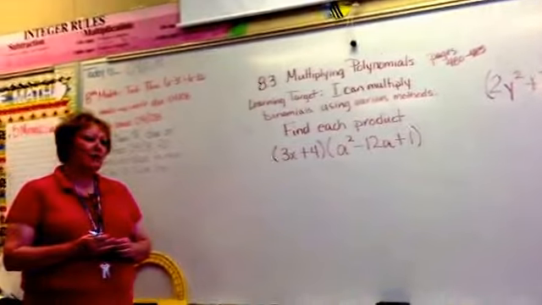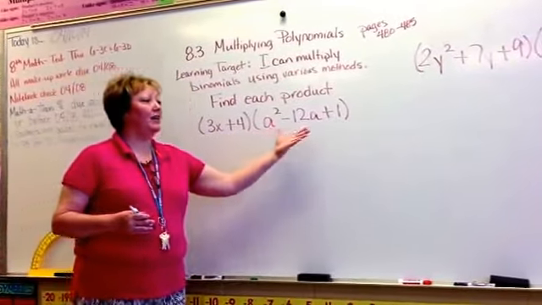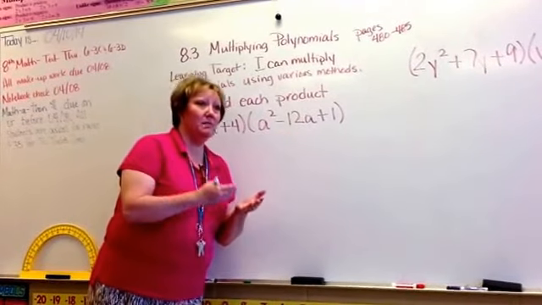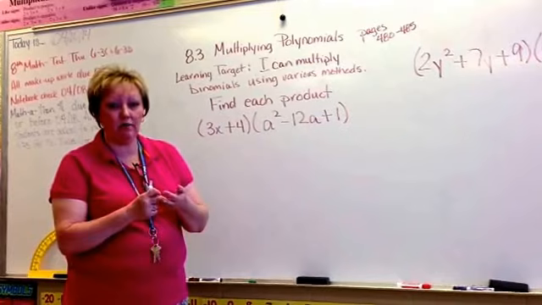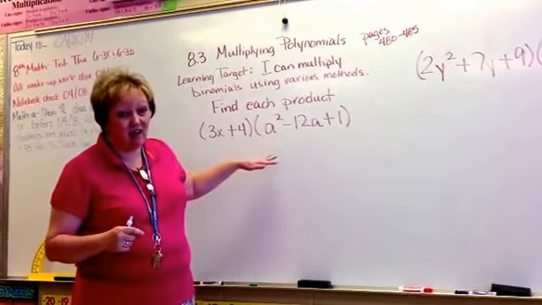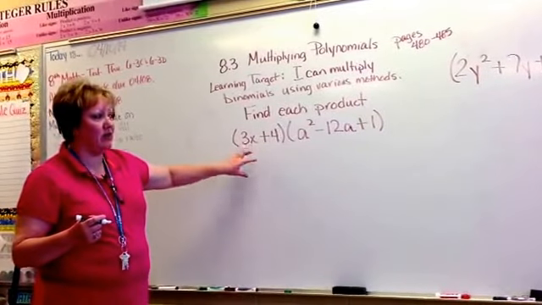Alright students, this time we are going to be multiplying a binomial by a trinomial. Now, to me, either the Punnett square method or the distributive property method is going to work for you on this. FOIL method is not going to work. So I'm going to use the distributive property method on this one.